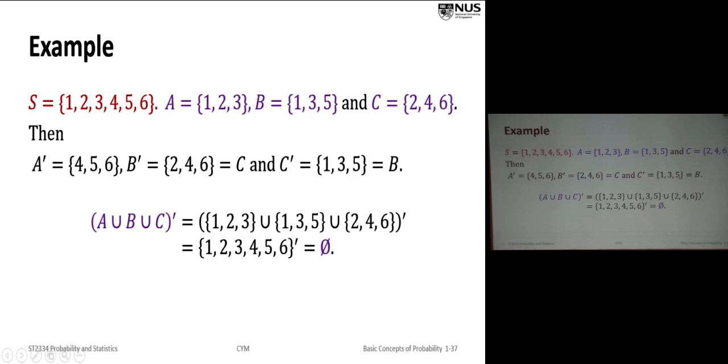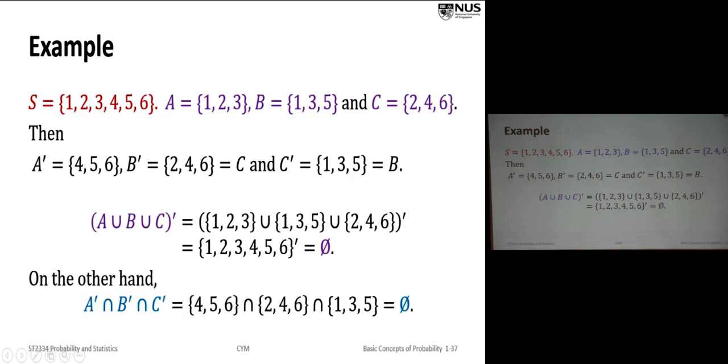So here are some examples. I think you can read the examples yourself.